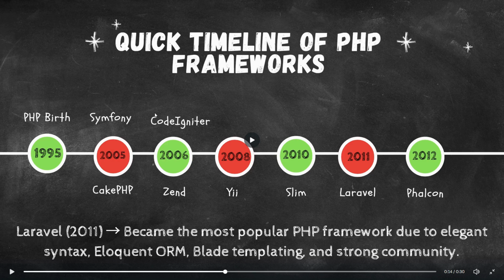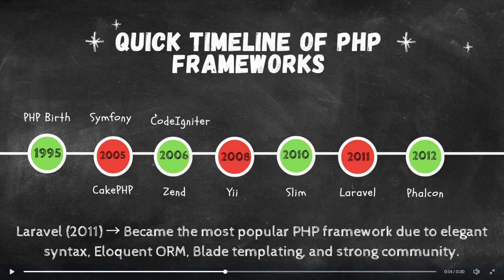Now a quick timeline of PHP frameworks. PHP was born in 1995, and till 2005 there was no framework. Developers created some libraries and used them, code that would be reusable in the next project, like header files in C language. But officially in 2005, the first PHP framework was introduced, CakePHP, and then Symfony also in 2005.